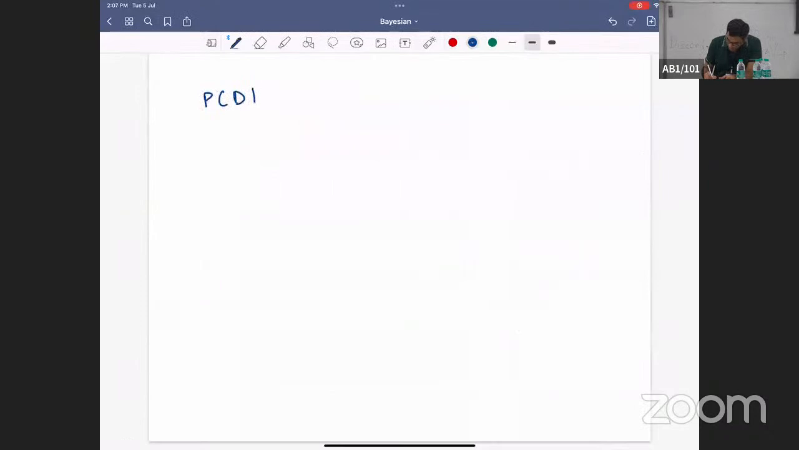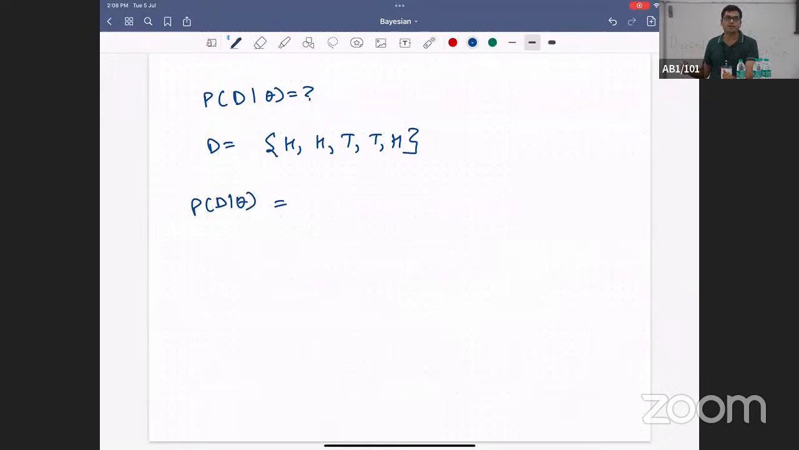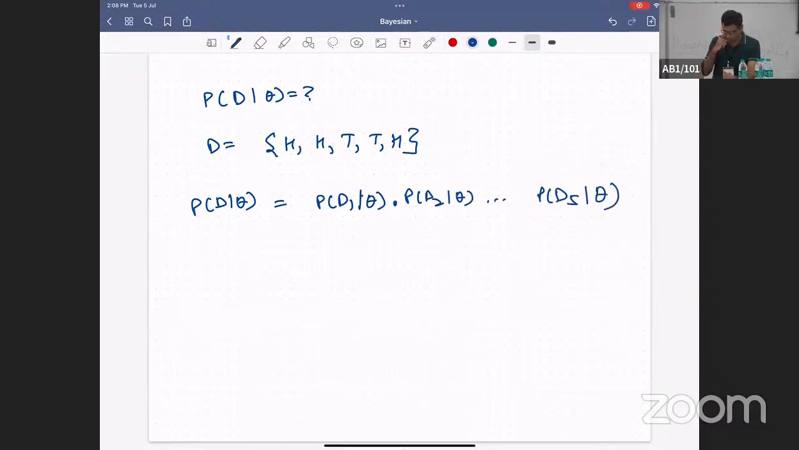Now, given the question of probability of data given theta, theta is unknown, right? But let's just fix the data for now and do the whole calculation: heads, heads, tails, tails, heads, right? If this is the data set, we're trying to figure out P of D given theta. Since the data is what? We can factorize this into a simpler expression because of the IID property. So we can write this as D1 given theta times D2 given theta, up to D5 given theta, right?